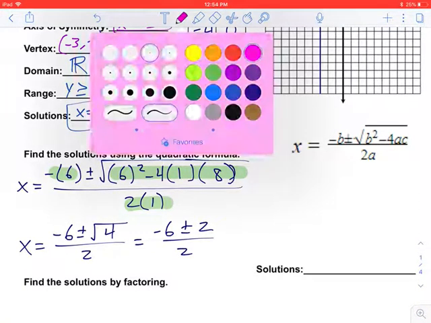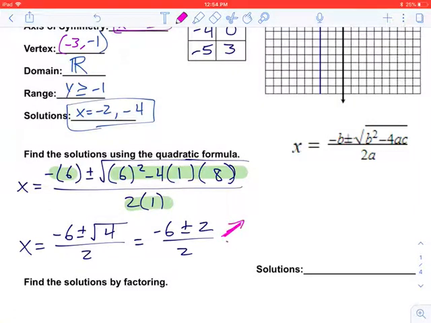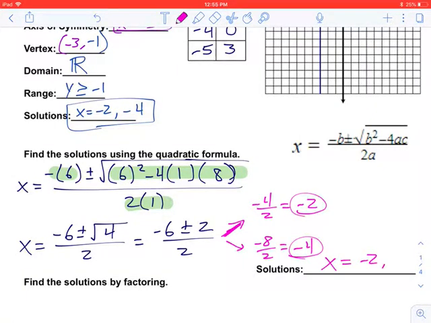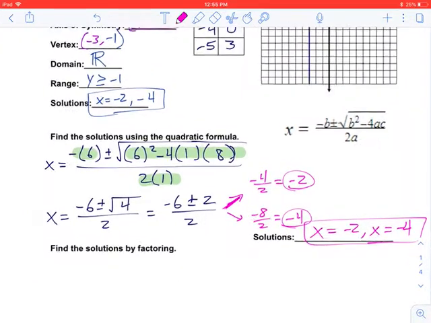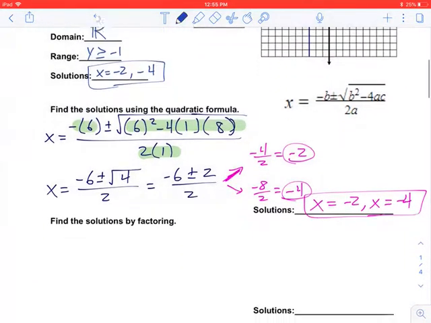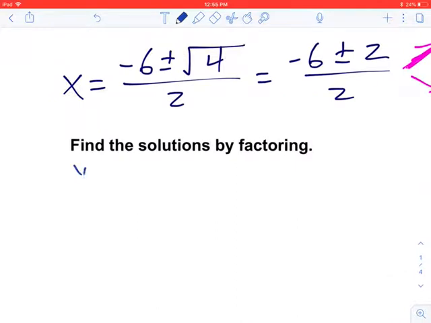And remember, don't divide until you actually add those together. So negative 6 plus 2 is negative 4 divided by 2. Negative 6 minus 2 is negative 8 divided by 2. And when I divide, I get negative 2 and negative 4, which is what we had the first time. And there we go. X equals negative 2 and x equals negative 4. Final answers. Okay? And so the last method we can use is factoring. So I'm going to rewrite the problem just so we can kind of work straight from it.